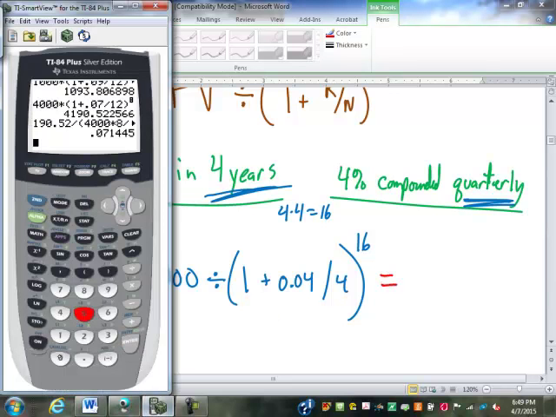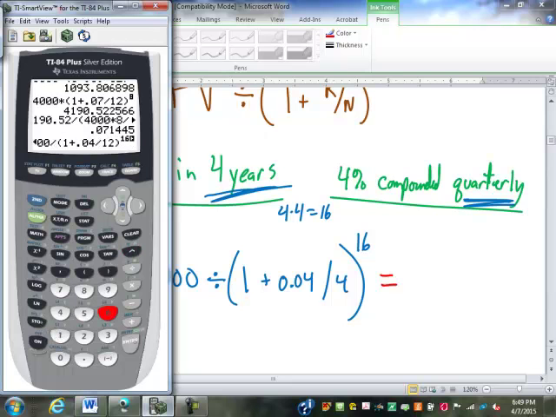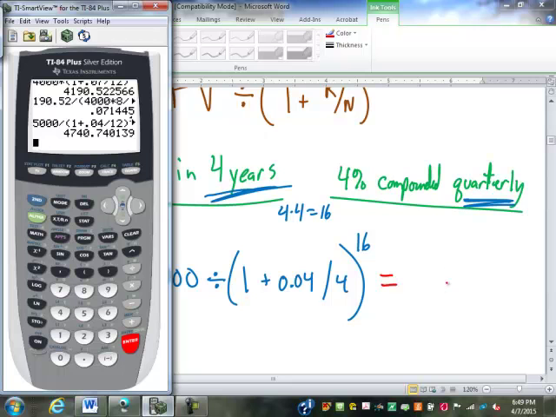So it would be 5,000. Now, before I get an answer, do you expect this to be bigger or smaller than 5,000? It better be smaller. We are investing to get to a result of 5,000, which means we probably should be able to start with less than 5,000. And we get 4,740 and 74 cents.